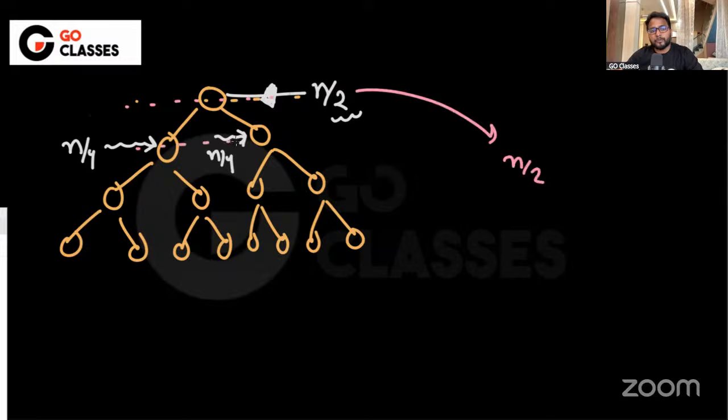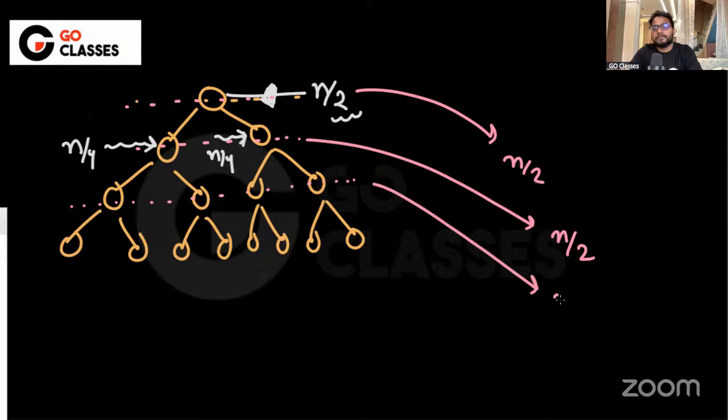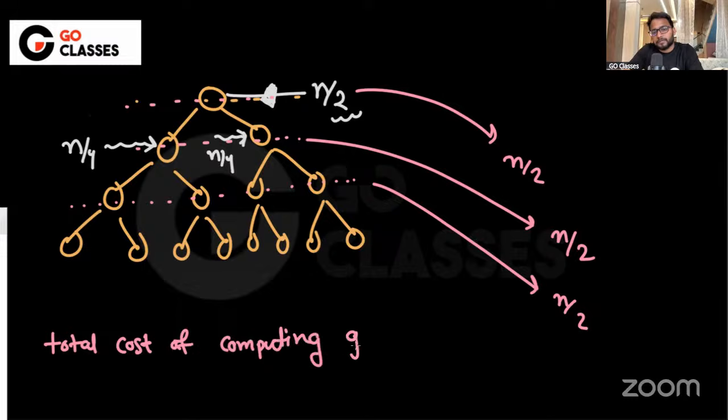What is the total cost of computing GX at this level? Again, n by 2, right? So similarly, if you sum every level, the total cost of computing GX at every level is just n by 2. This is an important observation. So you can say the total cost of computing GX at each level.